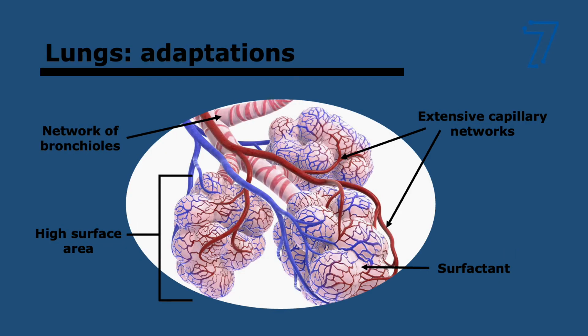So we've talked about some of these, but what are some adaptations of the lungs for gas exchange? Well, we have, first of all, a network of bronchioles, and these lead to alveoli, as you can see here. And this is what increases the surface area. Remember, the surface needs to be large, so that's how this is done. Then alveoli are surrounded by extensive capillary networks with thin walls. As you can see here, they're all over in blue and red. And these are important because that's where gas exchange happens.